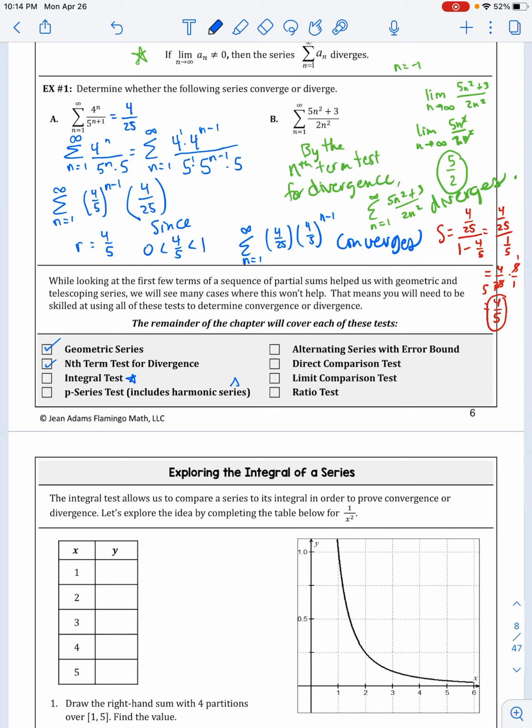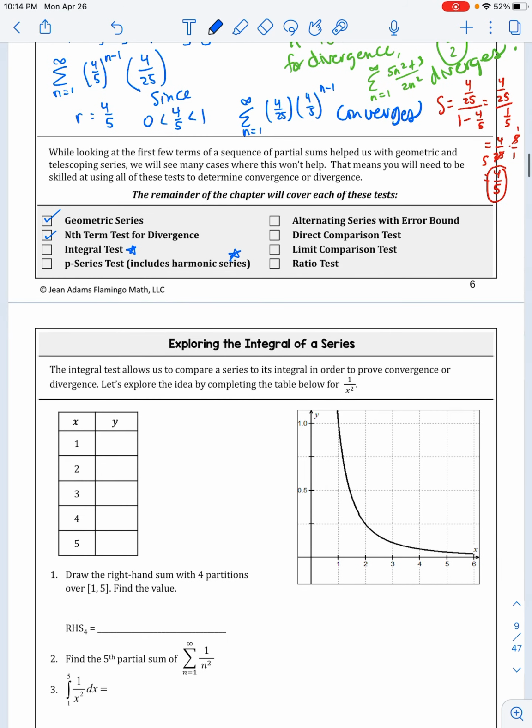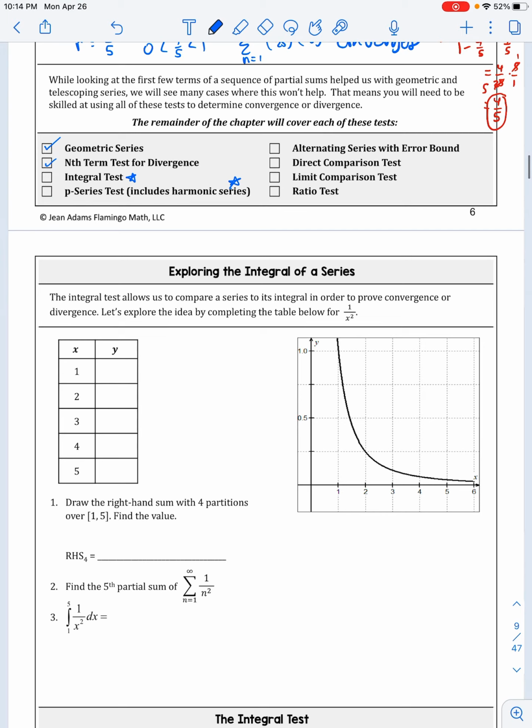So I feel like you understand the geometric and the nth term test. And today in this lesson, we're going to study these two, okay? And then in the next lessons coming up, we'll do the next 4. So, exploring the integral of a series.